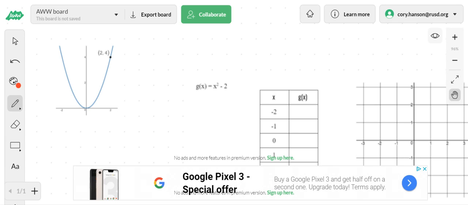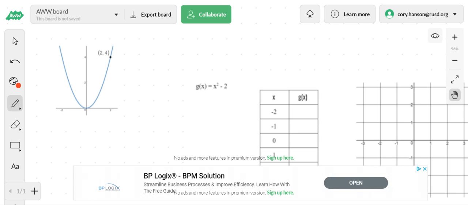Guys, we are working on functions and function notation. Functions are where we have inputs and outputs. An input is like your domain value or your x value that you put in, and the y value, or the output, or the f of x, or the range value, is what you get out.